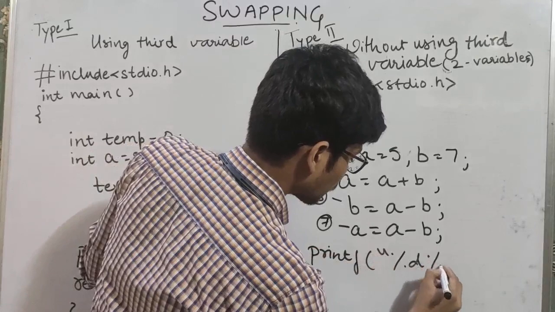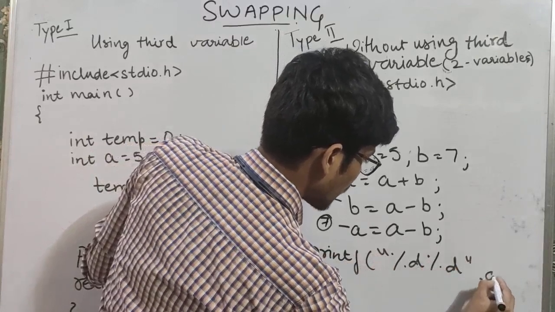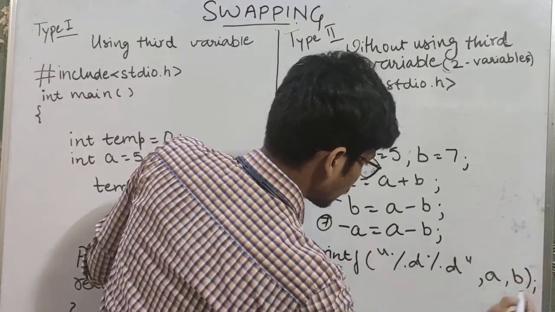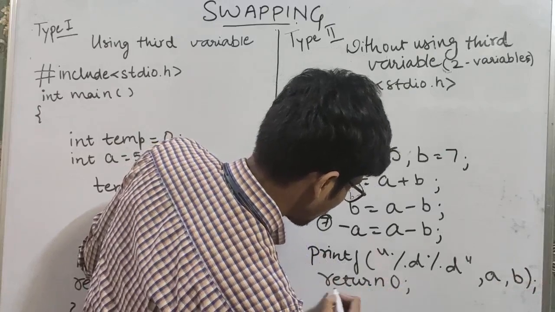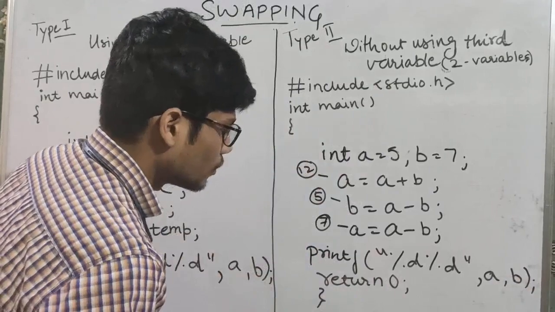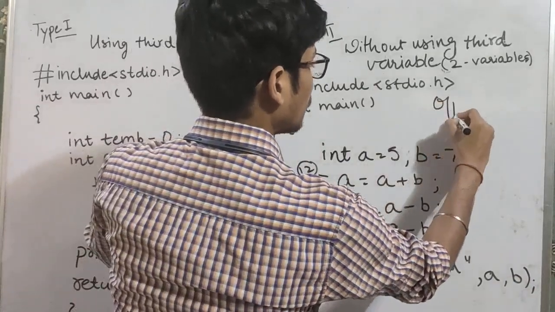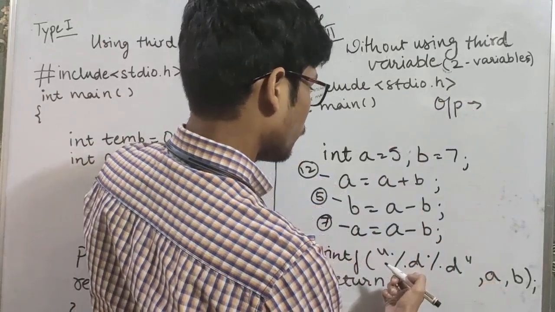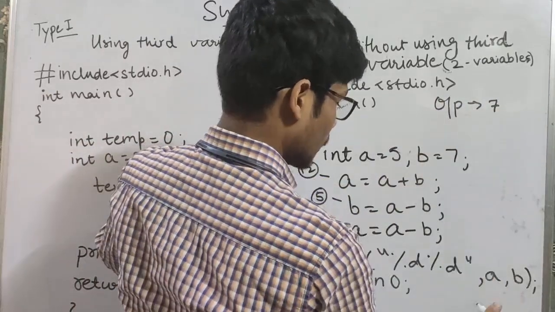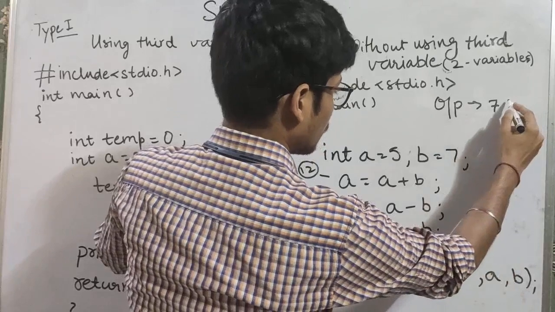So now you can directly do printf %d, A comma B, and return 0. So you will get the output as A having the value of 7 and B having the value of 5.